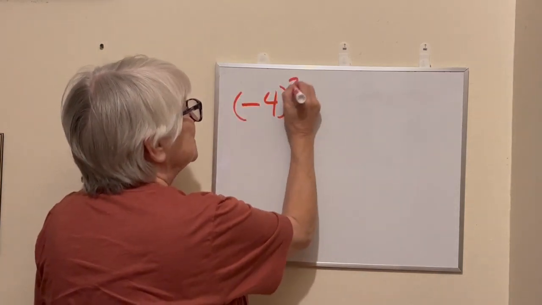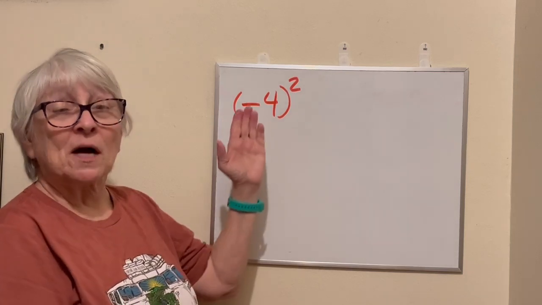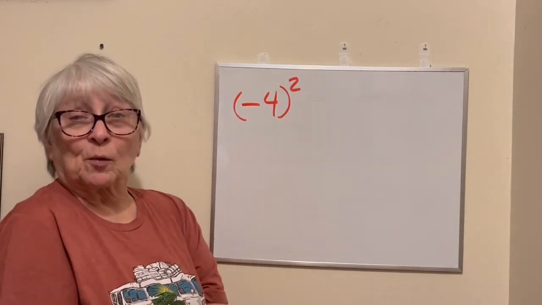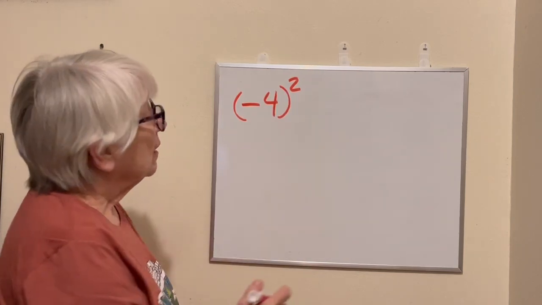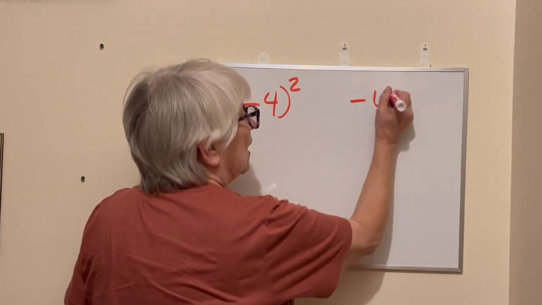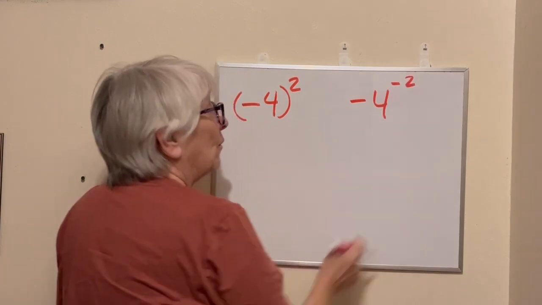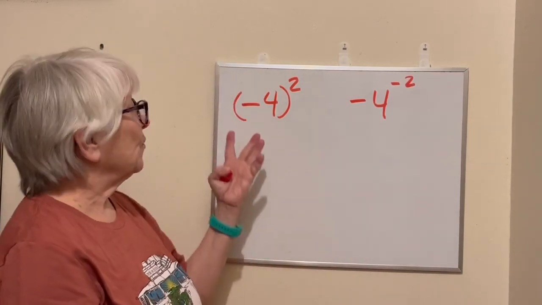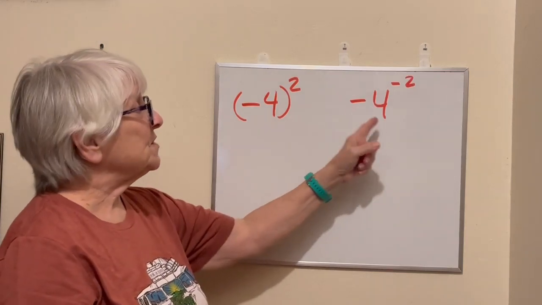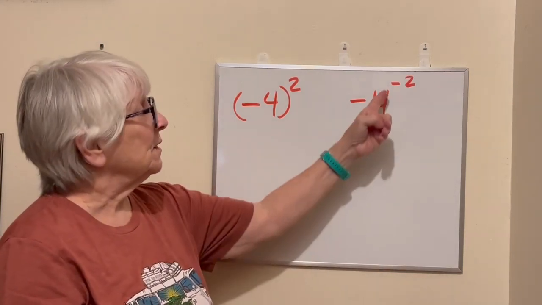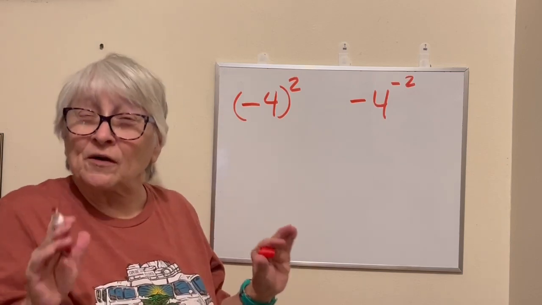Now, this is just basic exponents. If we have a positive exponent, we just write it as a number. We don't write the positive sign because that's a positive number. But if we have a negative sign, we write it. So this is -4 in parentheses squared, and this is -4 with no parentheses to the -2. Now they look very much the same.